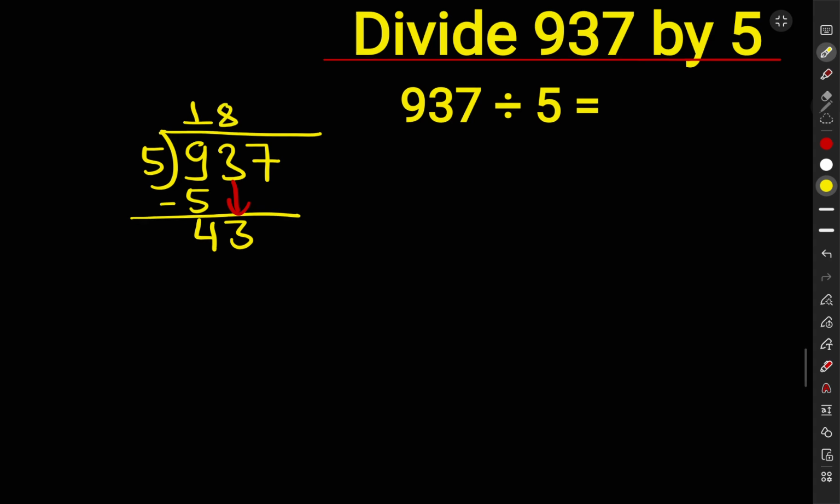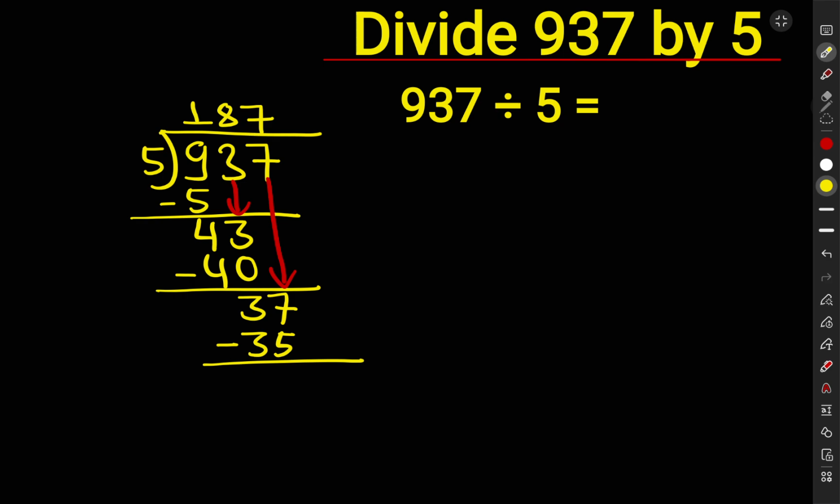5 times 8 is 40. On subtracting we get 3. So again we put down this 7 and it is 37. 5 times 7 is 35. On subtracting we get 2.